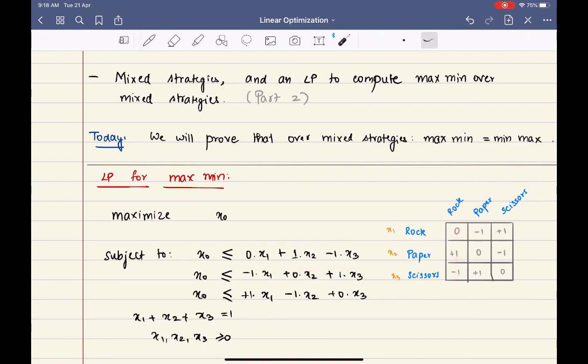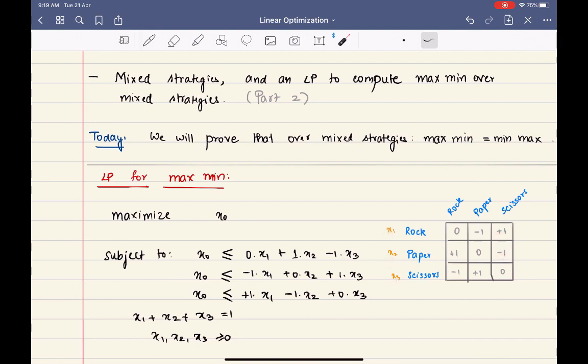x1 times 0 plus x2 times 1 and x3 times minus 1. Okay, so if min plays this, the cost is this. And remember that we are computing max-min. So min can ensure that the cost is at most this value. Okay, so that is why we have written that the cost is at most this. Now when min plays this, min can ensure that the cost is at most minus 1 times x1 plus 0 times x2 plus 1 times x3. So that's what is coming here, minus 1 times x1, 0 x2, 1 x3. And similarly, when min plays this, the cost will be the corresponding payoff. Okay, it is at most x1 times 1, x2 times minus 1 and x3 times 0.